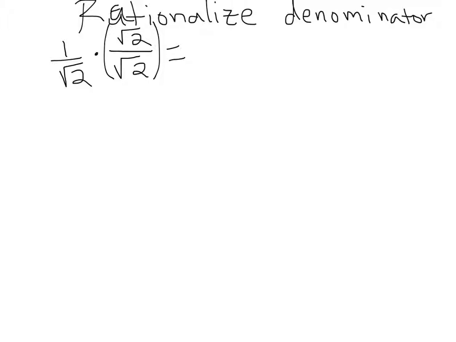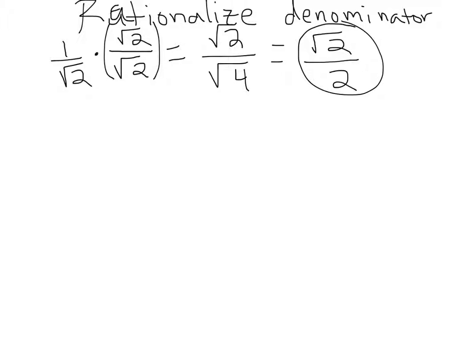So now we multiply across the numerators. 1 times the square root of 2 is square root of 2. And then when you multiply these two, square root of 2 times square root of 2, you're going to get square root of 4. Okay? And this doesn't look like we've done anything, but if you think about it, square root of 4 is just 2. So we've now rationalized the denominator, and our problem is now simplified. Okay?